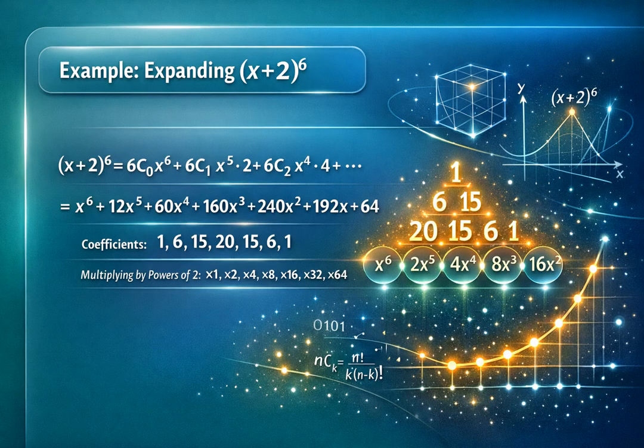Let's expand (x + 2)^6. Using the theorem, 6C0 times x^6 plus 6C1 times x^5 times 2 plus 6C2 times x^4 times 4, and so on. This gives us x^6 + 12x^5 + 60x^4 + 160x^3 + 240x^2 + 192x + 64. The binomial coefficients are 1, 6, 15, 20, 15, 6, 1.